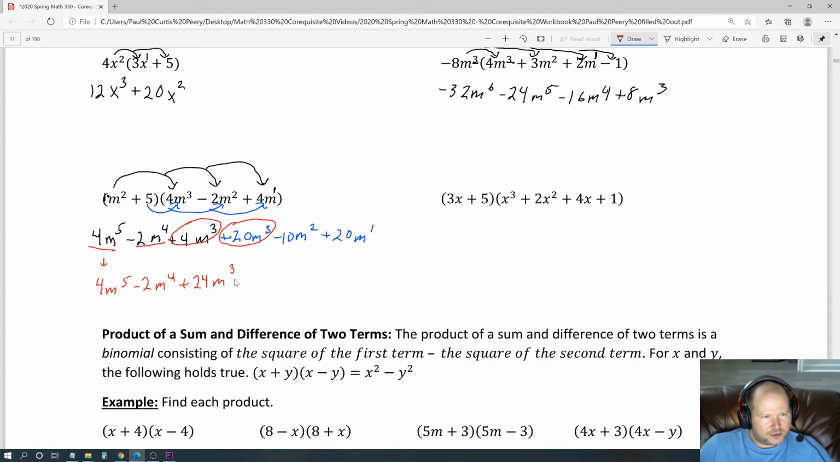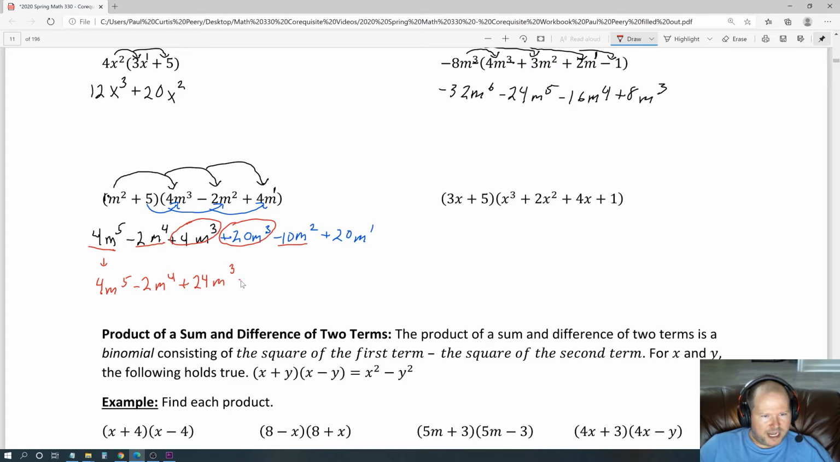24m cubed. Now, when you multiply, you do change the exponents, but when you add or subtract, you do not change the exponents. So we combine like terms, we add or subtract the coefficients, but we don't change the exponent. That's very important. I know that can be confusing, but the rules for addition and subtraction are different than the rules for multiplication and division.